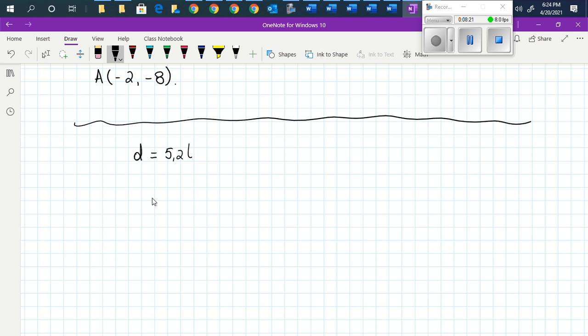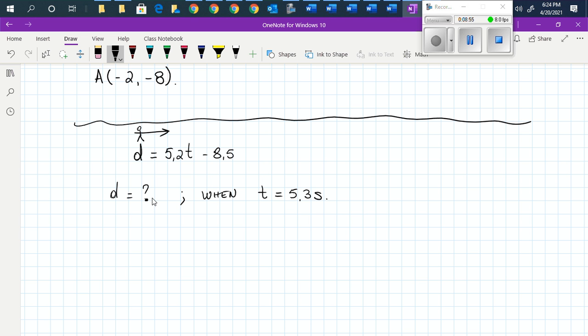d equals 5.2 t minus 8.5. And what we are looking for is what is the displacement when time is equal to 5.3 seconds. So again, the same principle: you will walk, and then as soon as you see a variable that has a value, you replace that variable with the corresponding value.